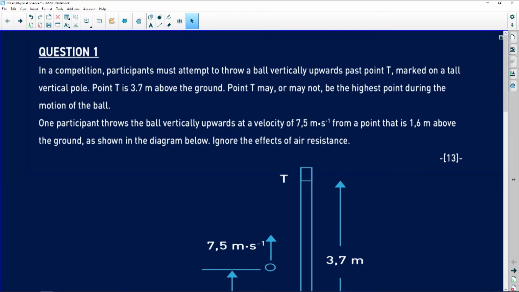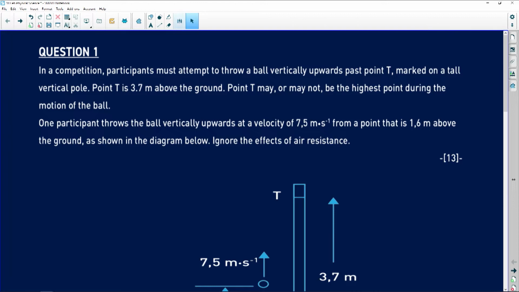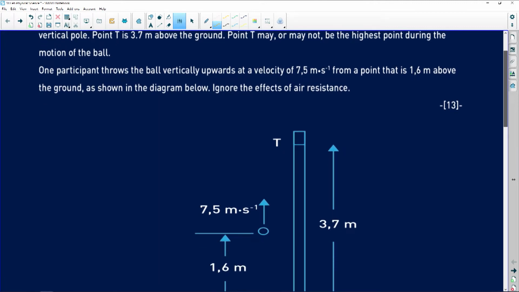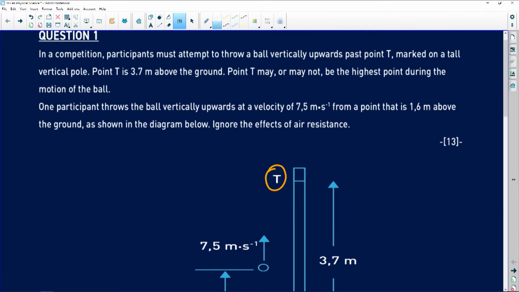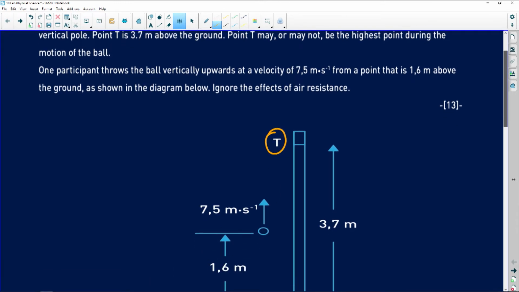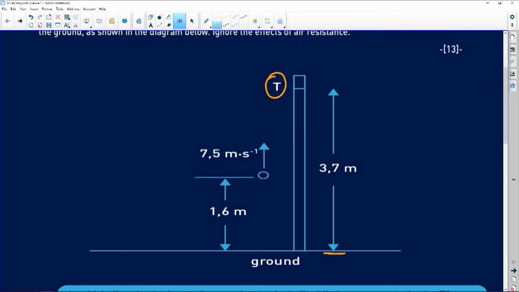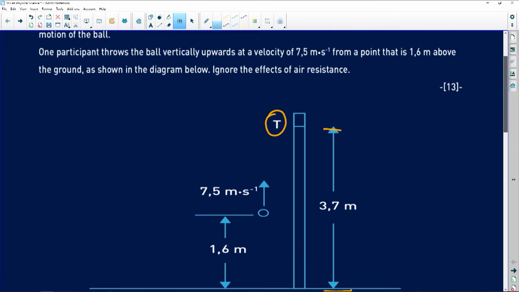In a competition, participants must attempt to throw a ball vertically upwards past point T marked on this tall pole. So here's my point T. Oh, I forgot to select my pen. That's not a great way to start. So there we go. All right, so here's point T on this vertical pole, and this point is 3,7 meters from the ground. So they told us from the ground to this point is 3,7 meters.